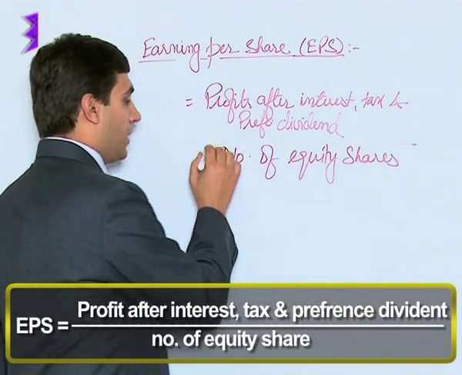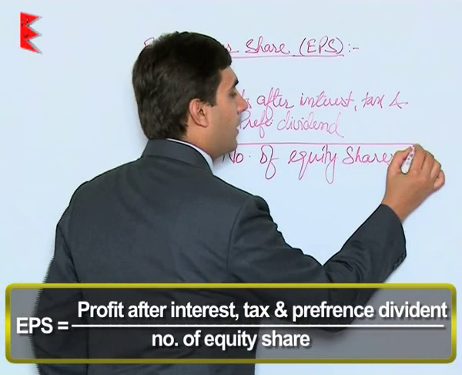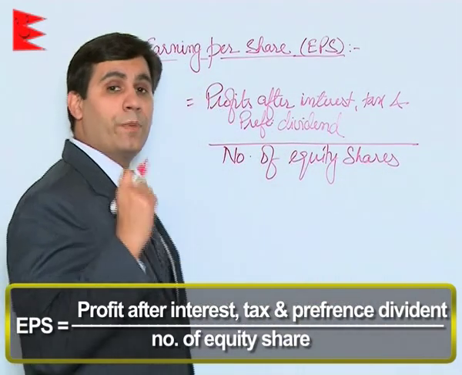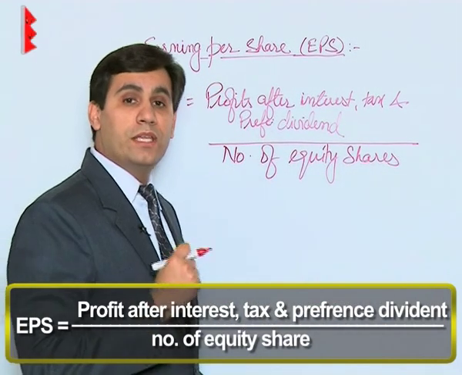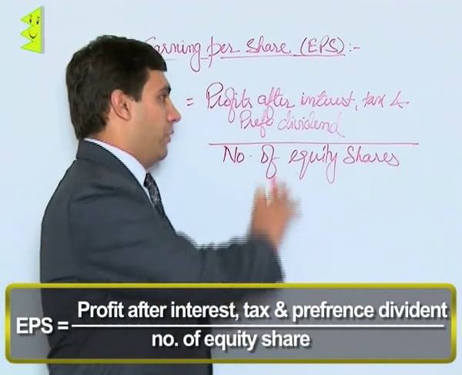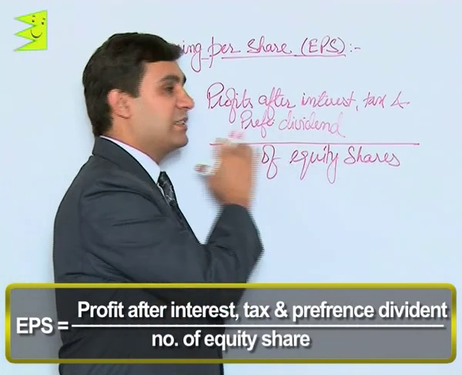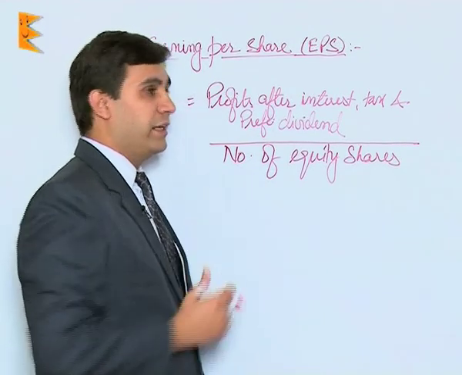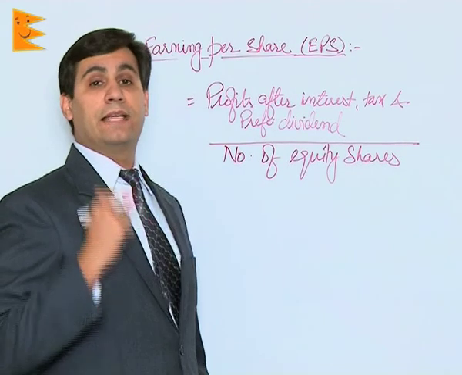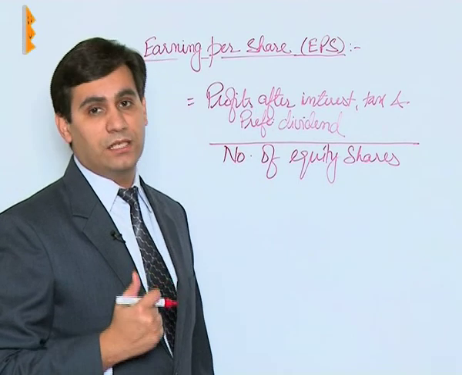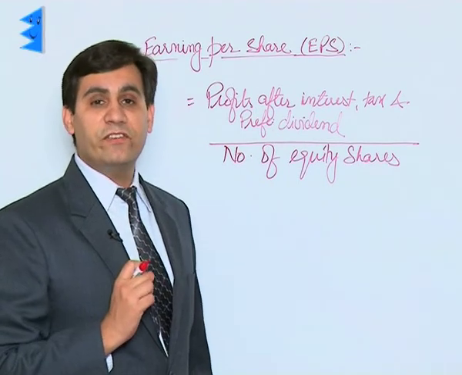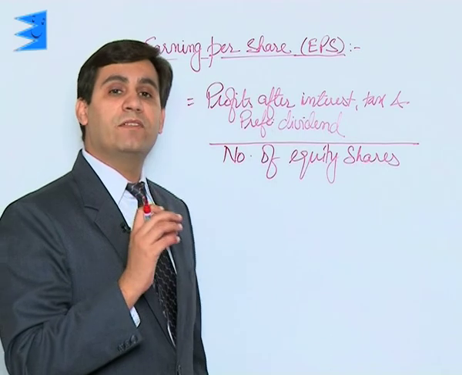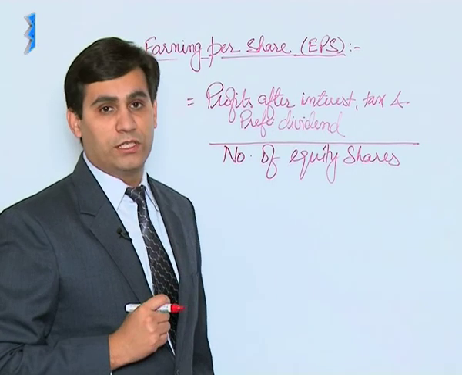Now students, basically it means how much profits are available to equity shareholders, which is reflected through profits after interest, tax and preference dividend. That means out of profits we deduct interest, then we pay tax and then we pay preference dividend. Whatever is left after this is something which is available to equity shareholders.